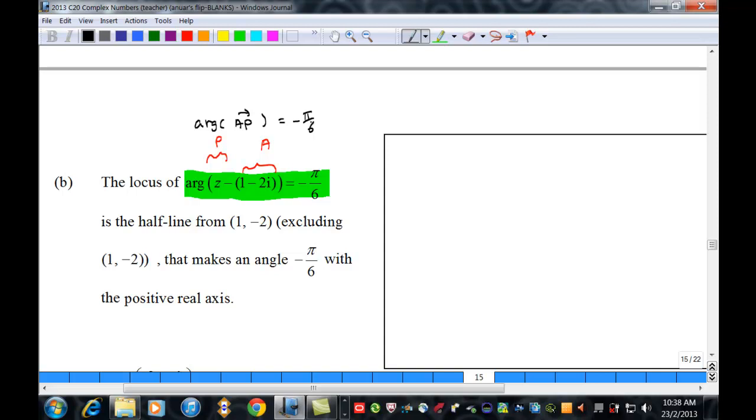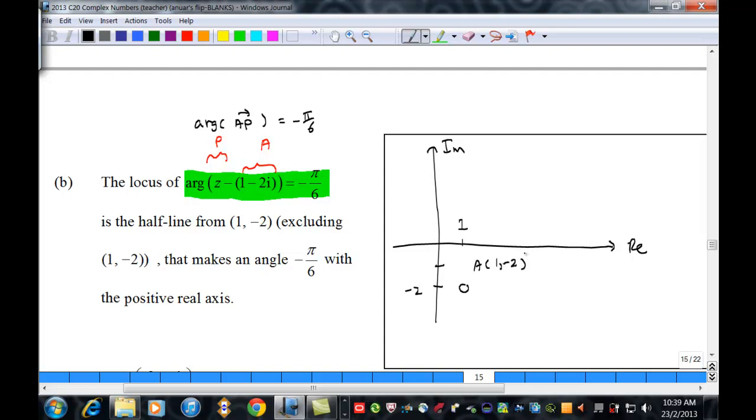Okay, so first thing you need to do is of course mark the point A. So let's go and mark the point A. So you have the imaginary, you have the real, and the point A: 1, negative 2. So this is the point A. Alright, so 1, negative 2. Making sure that there's a small circle at the point A, because for the half line, again let me repeat, the locus of the variable complex number z does not include the point A itself.